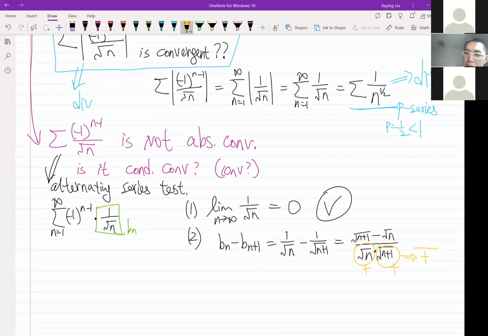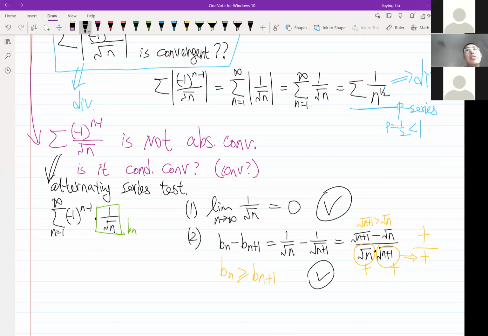I know that the first part, square root of n plus 1, is bigger than the square root of n, right? As n increases, we always end up with a bigger value when we take a square root. So that means the numerator is positive. We get a big number minus a small number. So Bn minus Bn plus 1 is positive. Therefore, Bn is greater than or equal to Bn plus 1. In this case, it's strictly greater, but it doesn't matter. We can just write Bn greater or equal to Bn plus 1. So the second condition is satisfied.